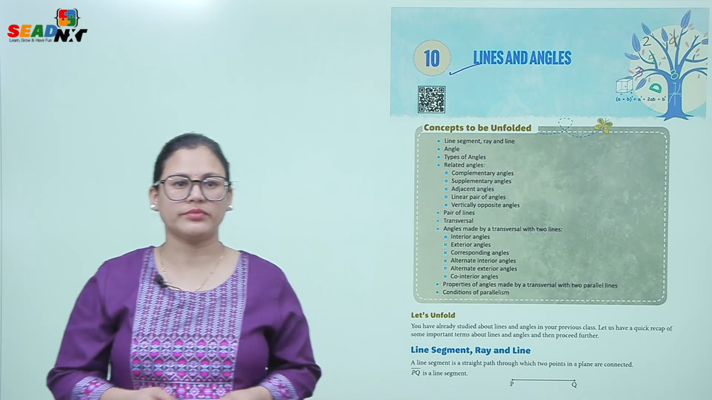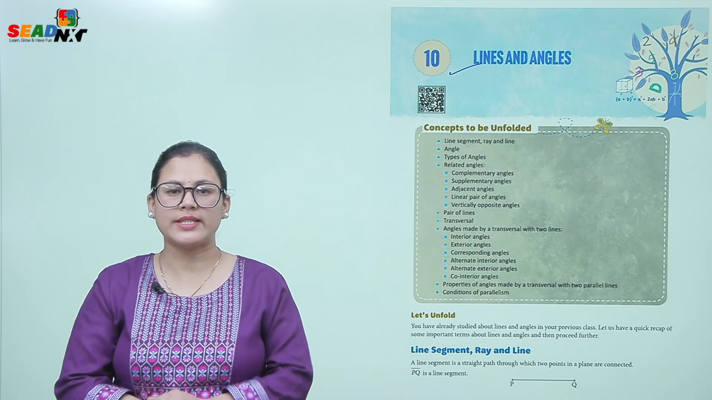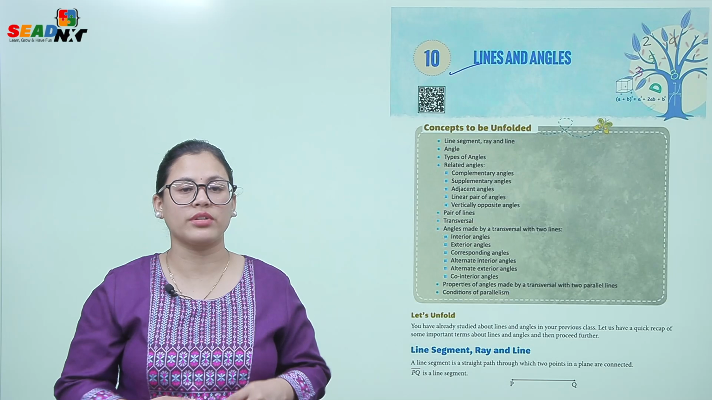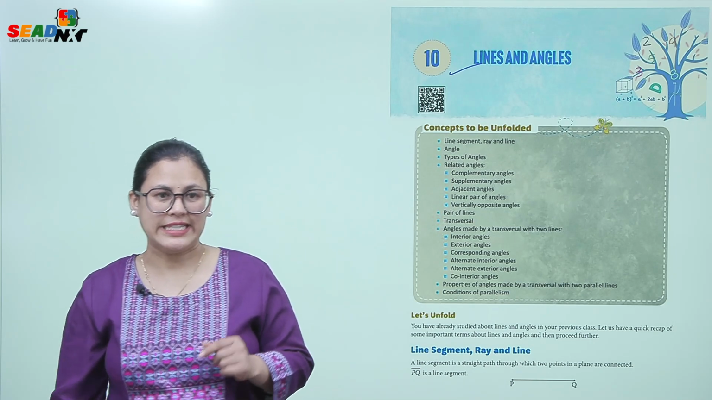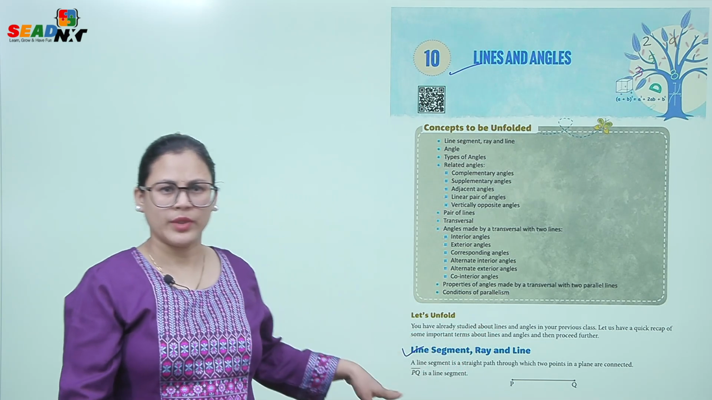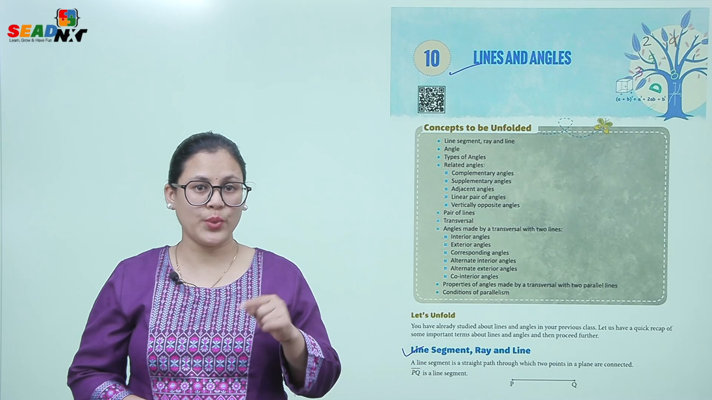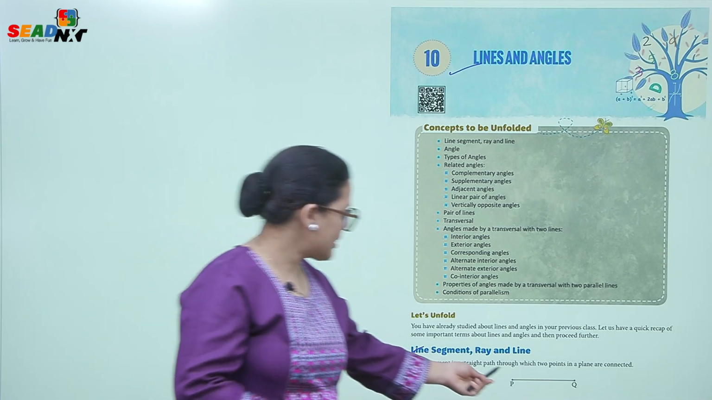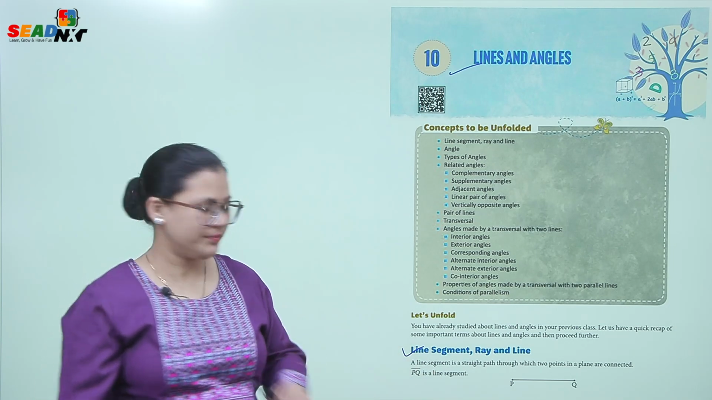Let's unfold. You have already studied about lines and angles in your previous class. Let us have a quick recap of some important terms about lines and angles and then proceed further. Line segment, ray and line. You all are familiar with these terms, okay? A line segment is a straight path through which 2 points on a plane are connected. See, this is PQ and PQ is a line segment, okay?